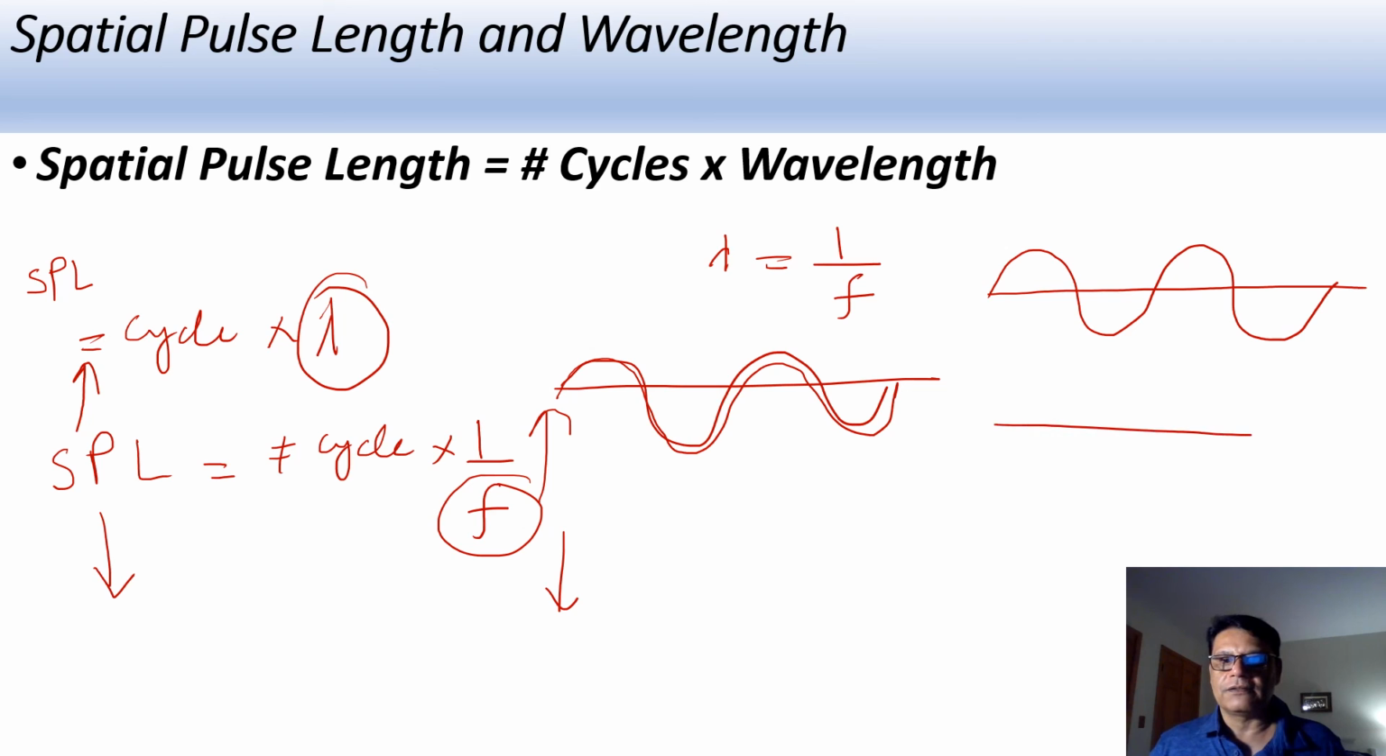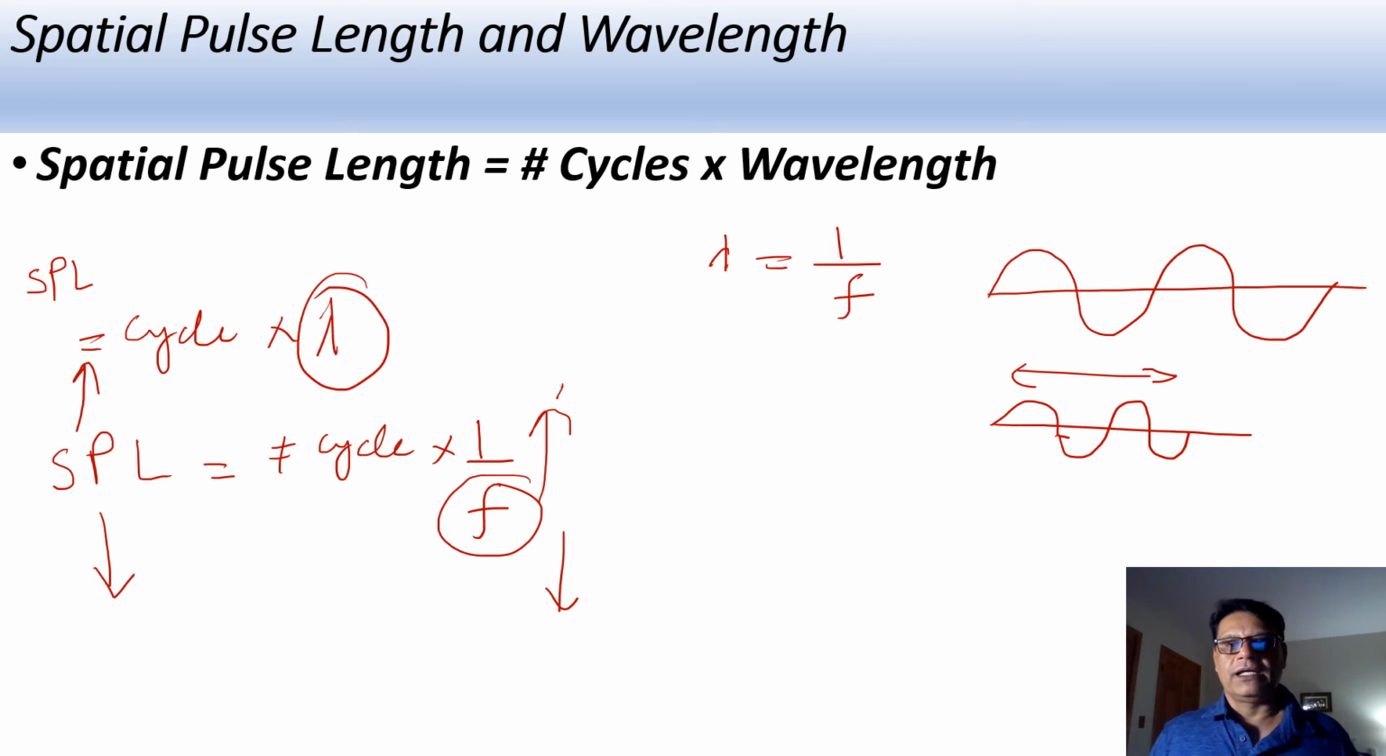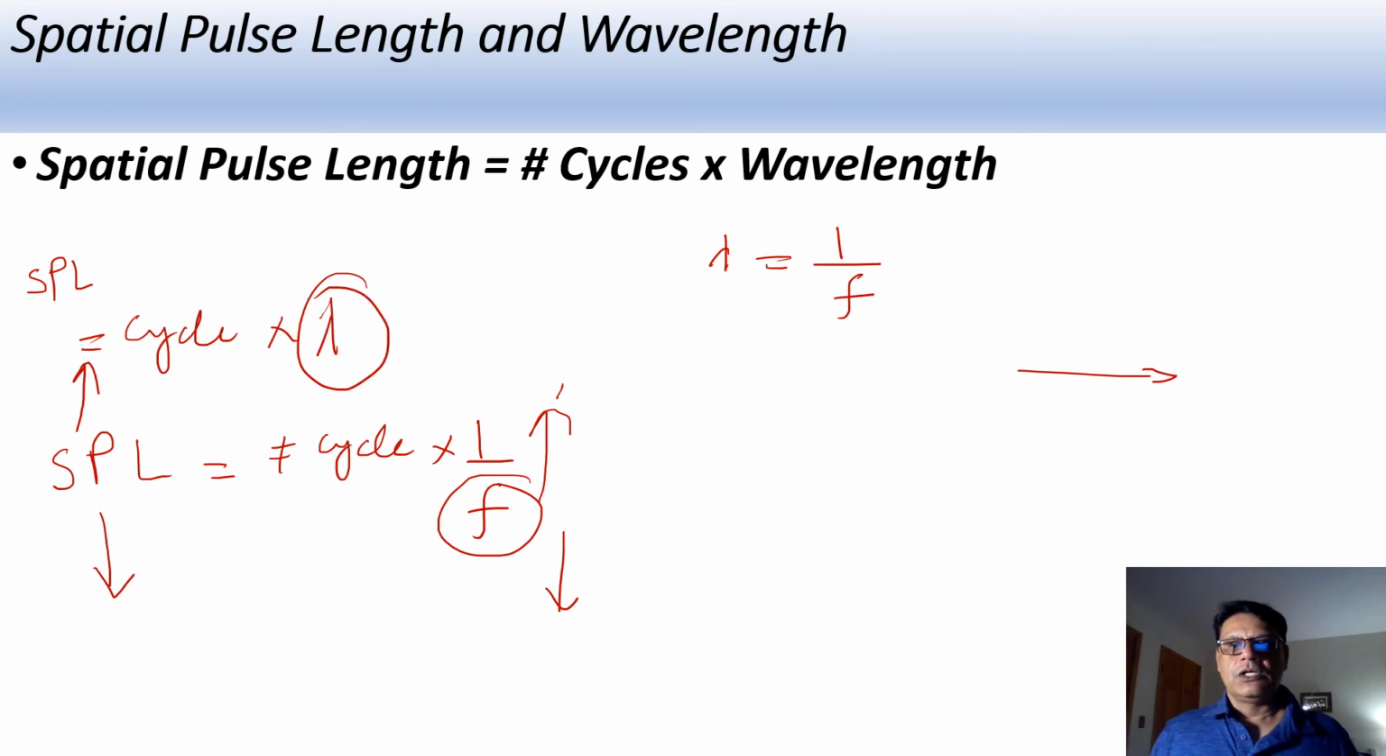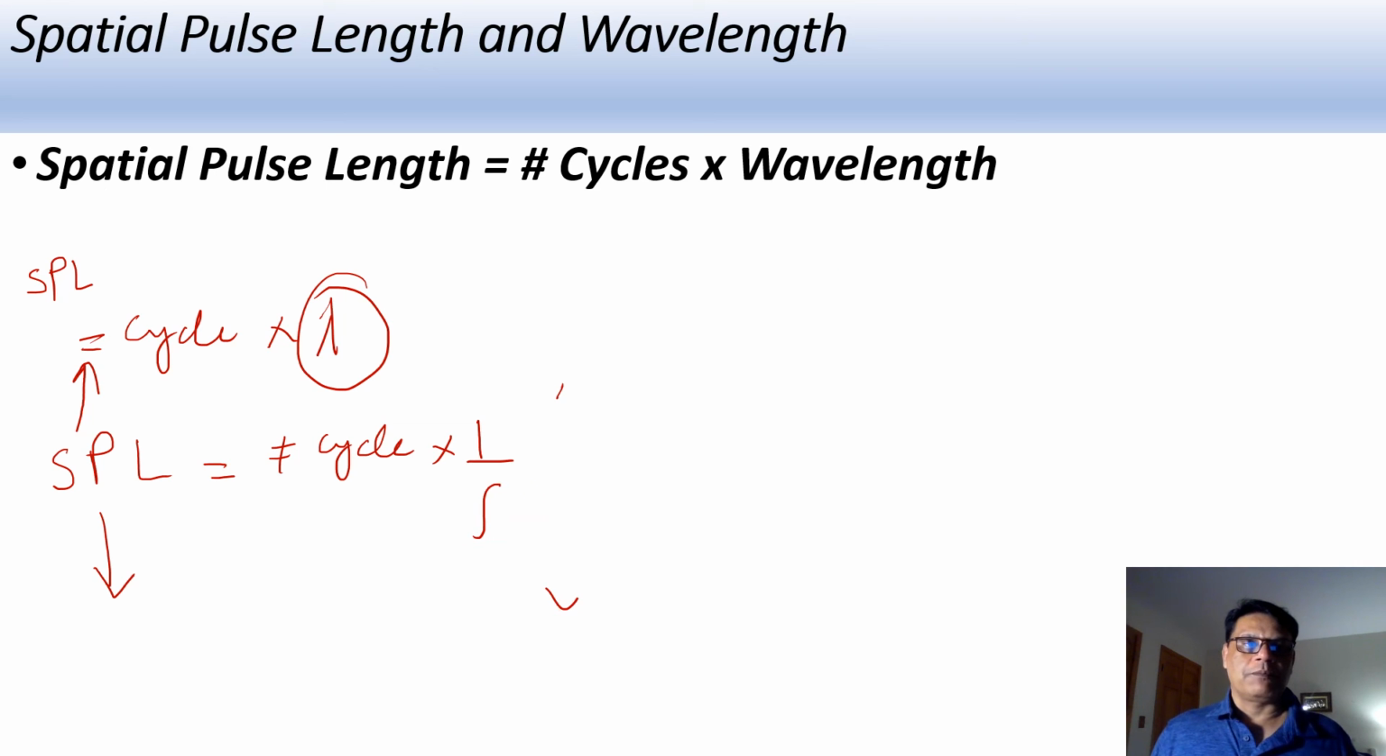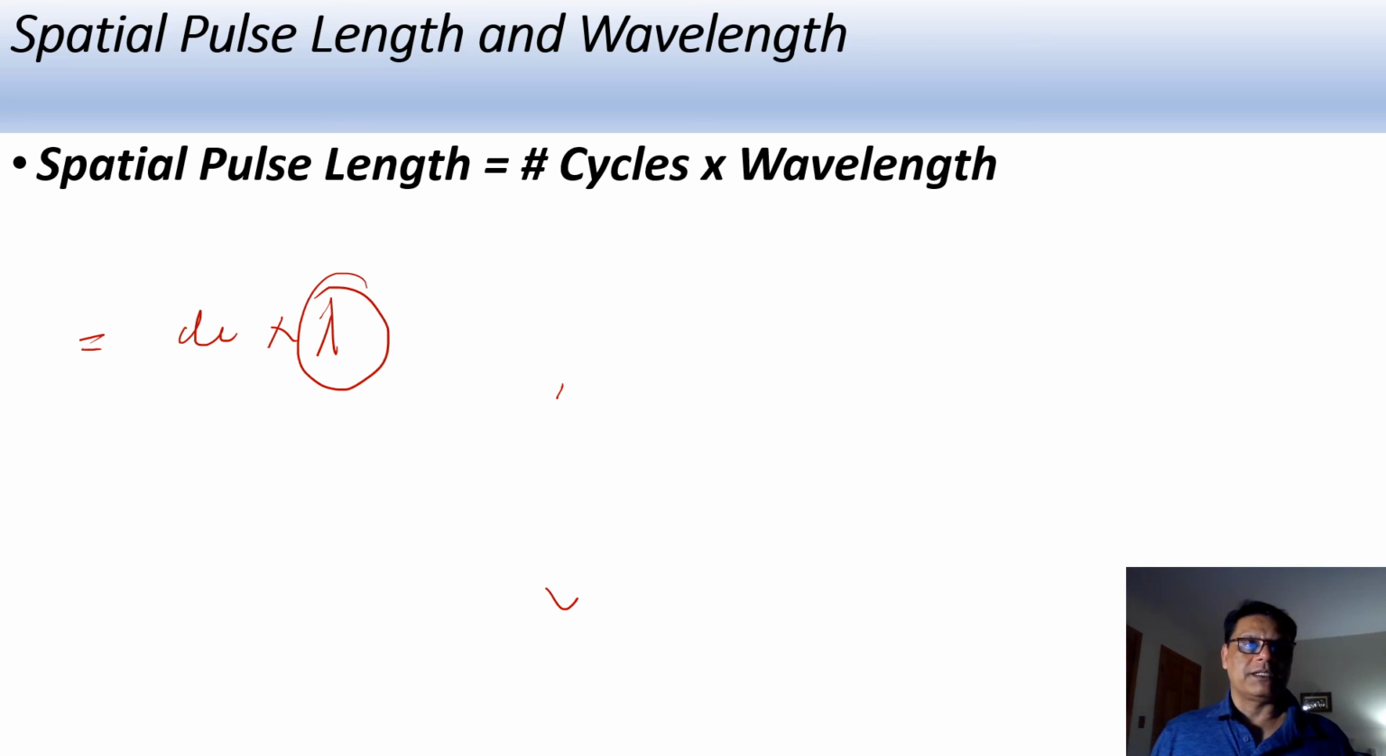And smaller will be the pulse, higher will be the frequency. So this is the relationship between the spatial pulse length and wavelength and frequency. So we always need short pulses. So short pulses of small pulse duration and small spatial pulse length.